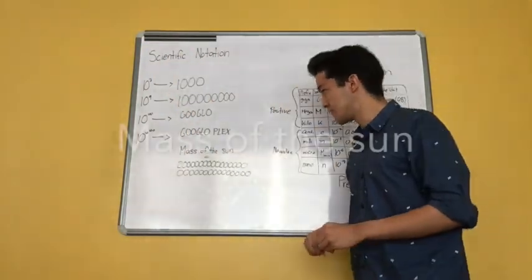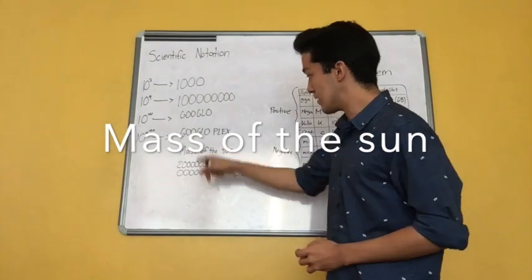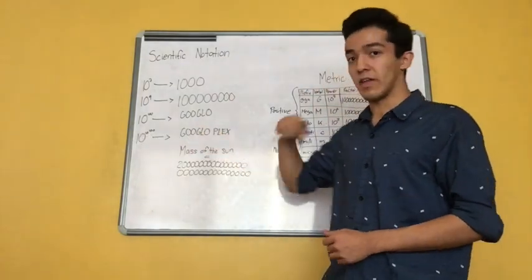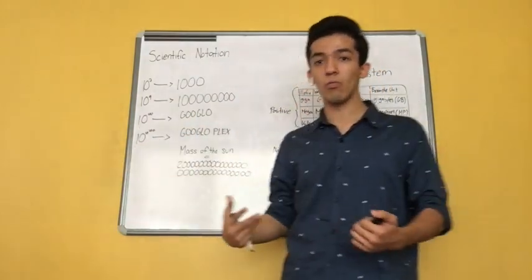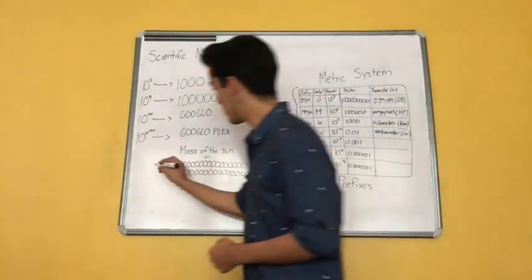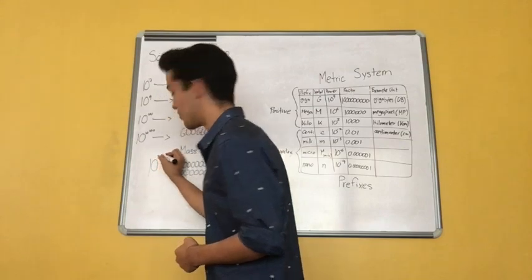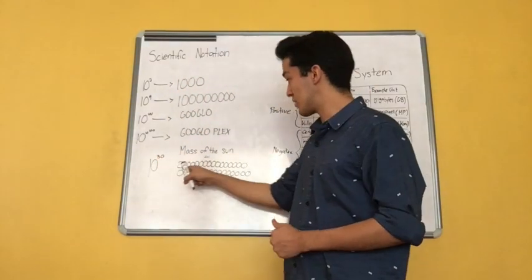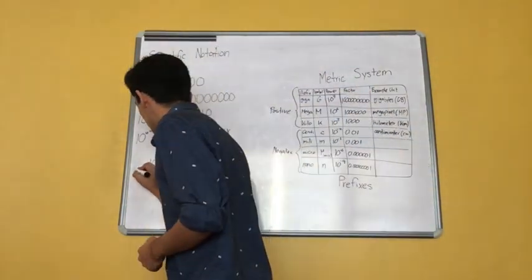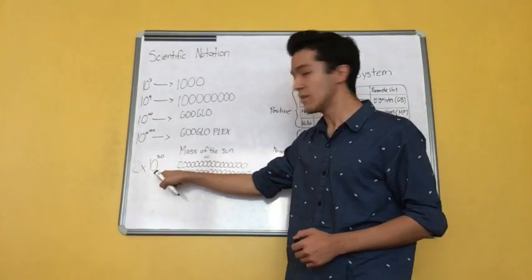An example of this: the mass of the sun is 2 and 30 zeros. How will we do it? We have to put 10 to the 30, okay? But here's a 2. So it's 2 times 10 to the 30.